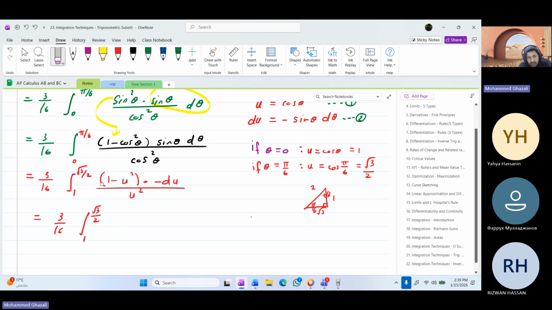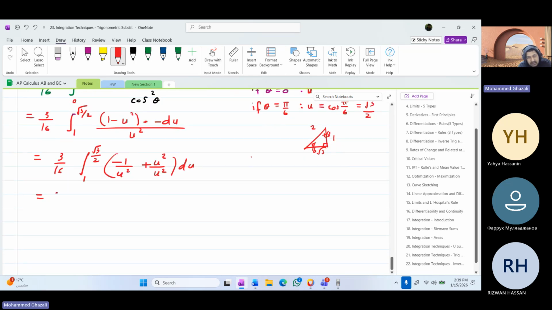Let's multiply by negative 1. So that's negative 1 over u squared. Negative times negative is positive, u squared over u squared du. Right, so let's keep that number positive on the outside, 3 over 16. Integral 1 to root 3 over 2. What about this one? That's u to the power negative 2, the negative, right? Plus 1 du.